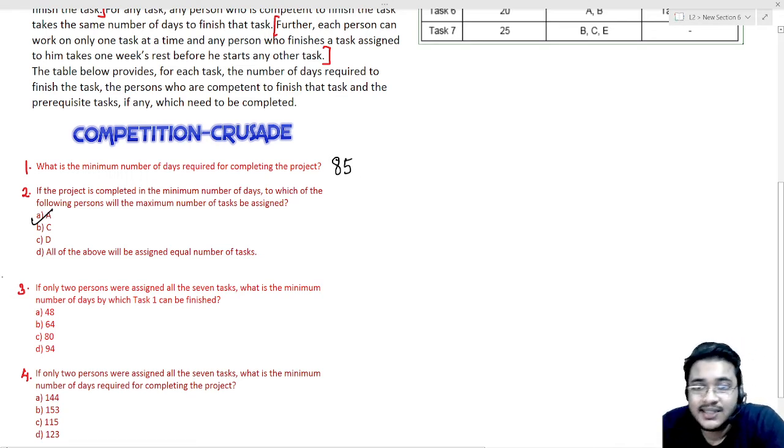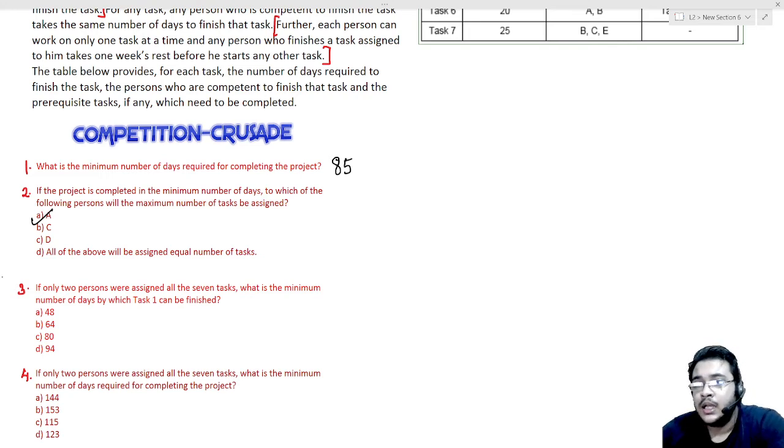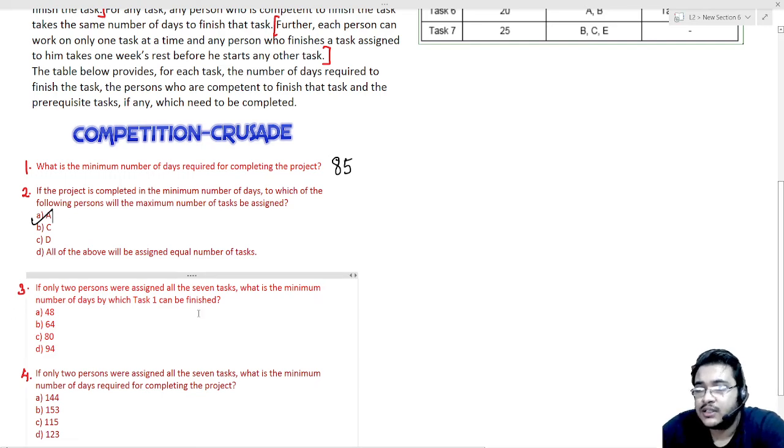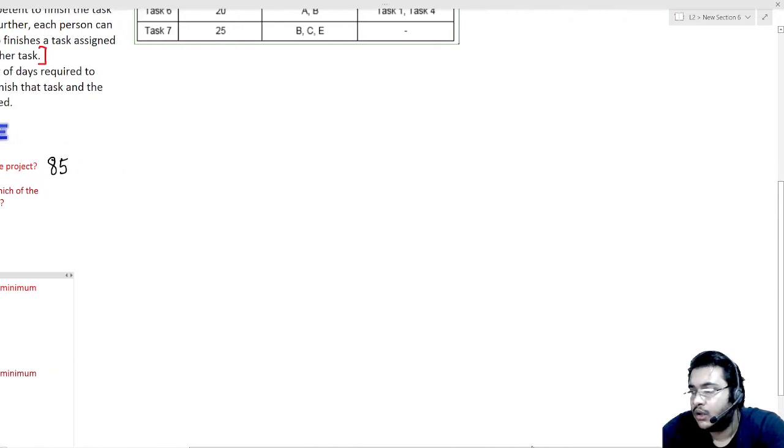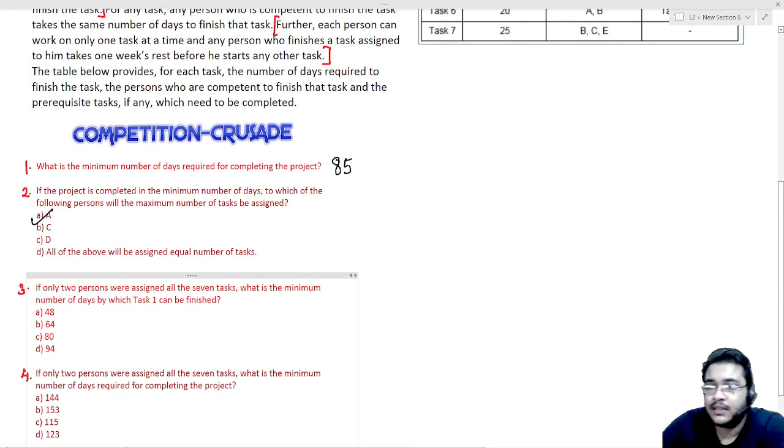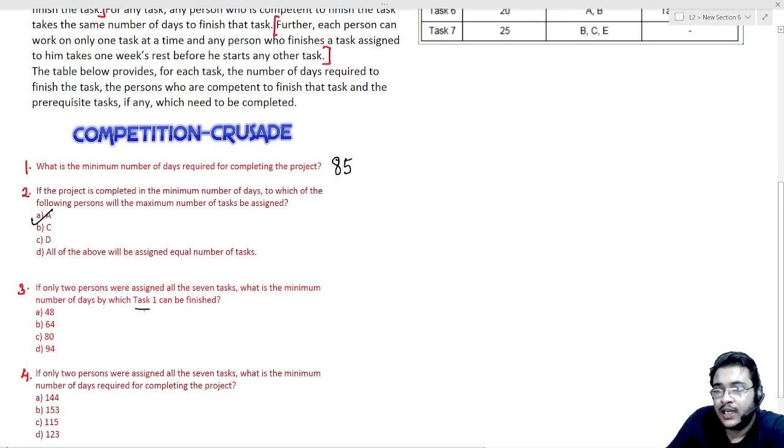This is where the sets becomes a little difficult. If only 2 persons were assigned all the 7 tasks, what is the minimum number of days by which task 1 can be finished? Now you have to understand they are talking about only 2 persons. Please remember that we are supposed to calculate the minimum number of days by which task 1 can be completed, and this next question is what is the minimum number of days required for completing the project. The same thing if 2 persons are doing.